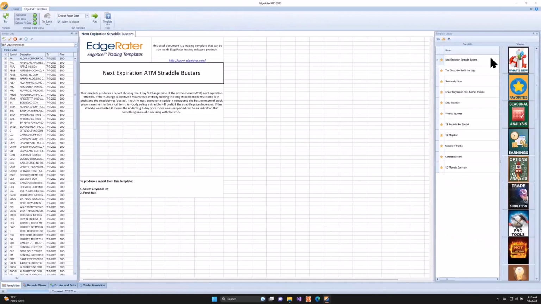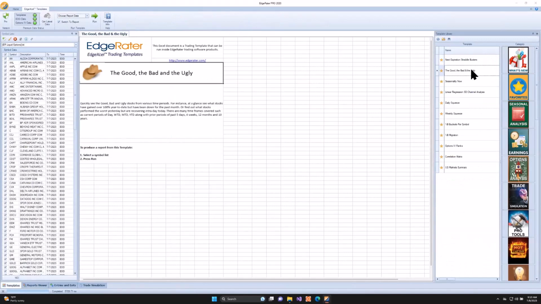The first one is something that people run just to see what's happening in the market. It contains a lot of information in a very compact format, so it's really easy to see and manipulate. You don't have to have options data for this to run. This will run on any list of symbols that you have.